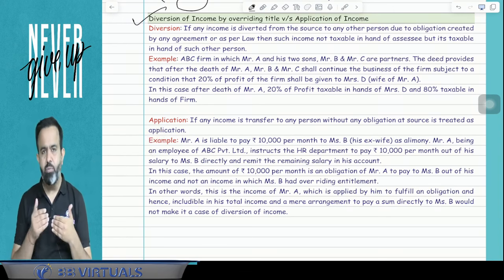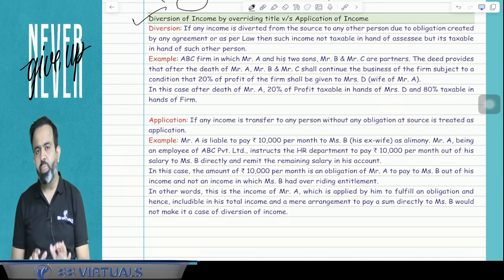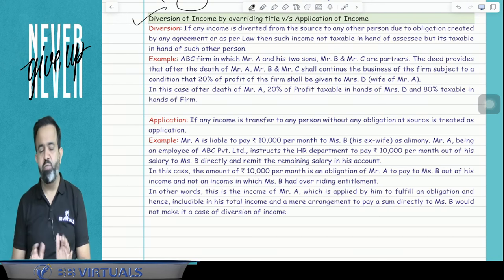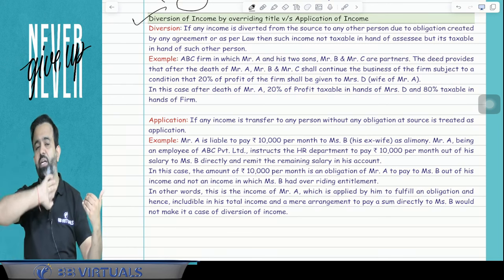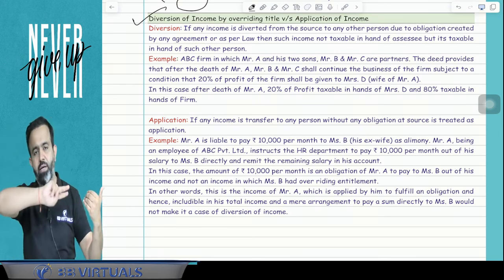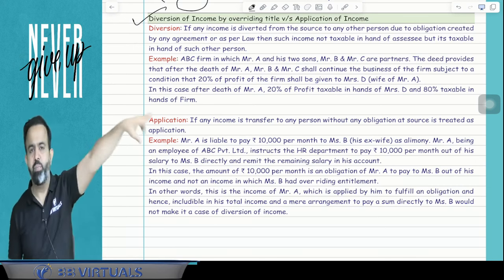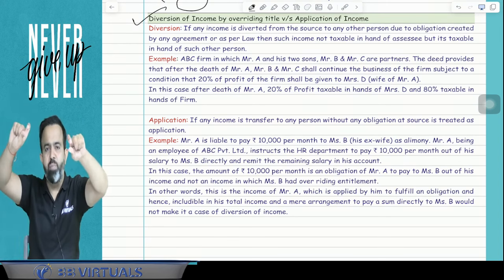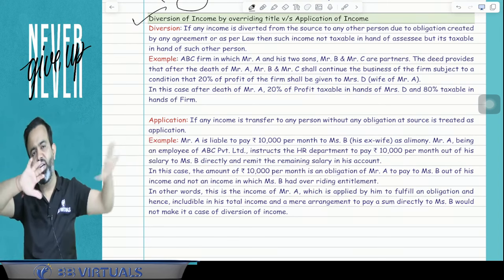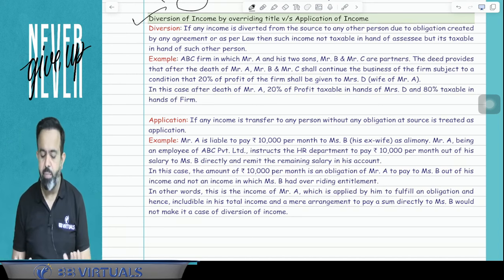I can take an example. Suppose Shubham Keshwani sir and I created one partnership firm. Now we have made an arrangement in the partnership firm that after my death, my wife will get 20% of the income of the partnership firm. After my death, that 20% income of the firm will be handed over to my wife. This is called diversion of income by overriding title. So in this particular case, of the partnership firm's income, 20% will be taxable in my wife's hand and 80% will be taxable in the hands of the partnership firm.